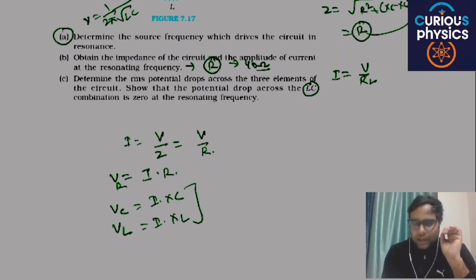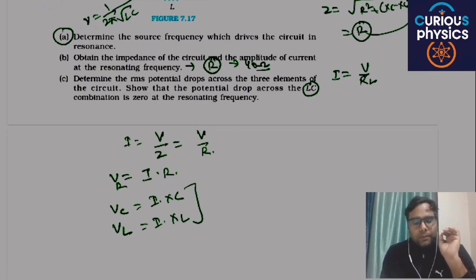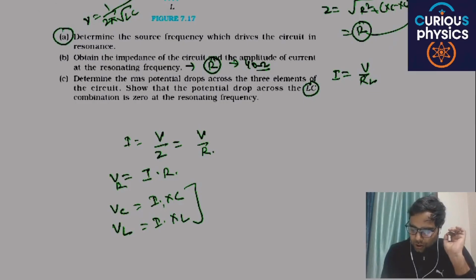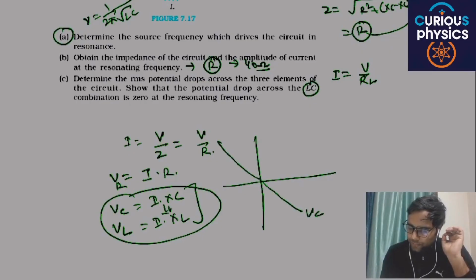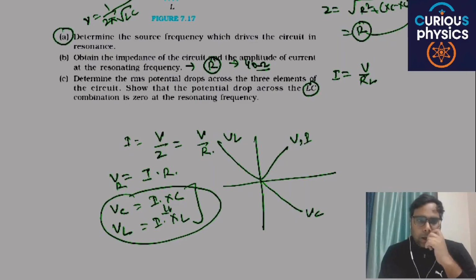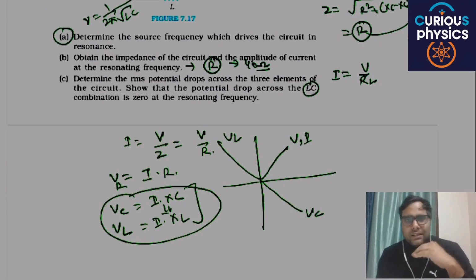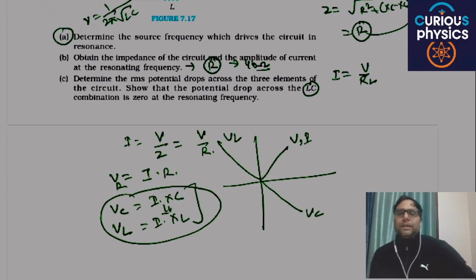But these two are in opposite signs, because we have seen in phase diagrams that these are equal at the resonating frequency, and they will cancel each other. You have remembered this particular phase diagram. This is VC, this is VL, and this is basically V and I along R. Okay, so these are the basic ideas about this exercise of this particular chapter, alternating currents.